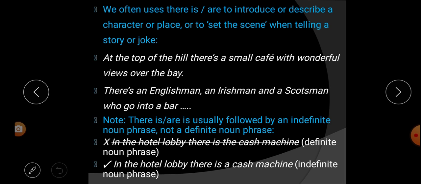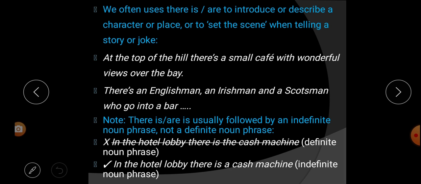Note: there is/are is usually followed by an indefinite noun phrase, not a definite noun phrase. That means while we are using introductory there plus is/are, it is followed by what? An indefinite noun phrase. It isn't followed by a definite noun phrase. Listen carefully. There plus is/are is usually followed by an indefinite noun phrase.